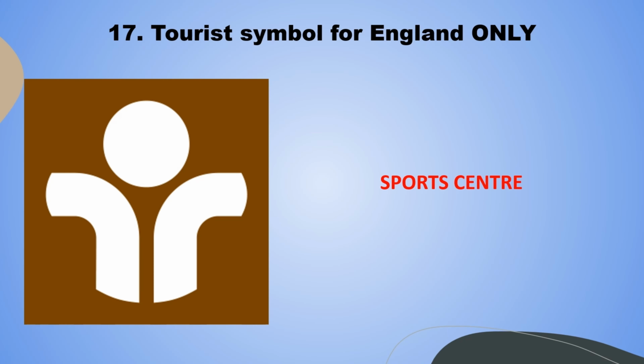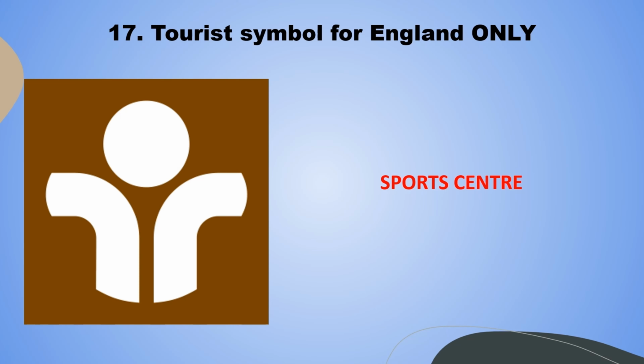Then we have the next sign, which is, pay attention please, a tourist symbol, but only for England. And this sign means it's a sports center. If you have a look at the sign, it feels like it's a person, and then it's on the brown background. So again, it's something to do with an attraction or something similar. So it's a sports center. This is what I see, like a person on the sign. Maybe you see something else, I don't know.